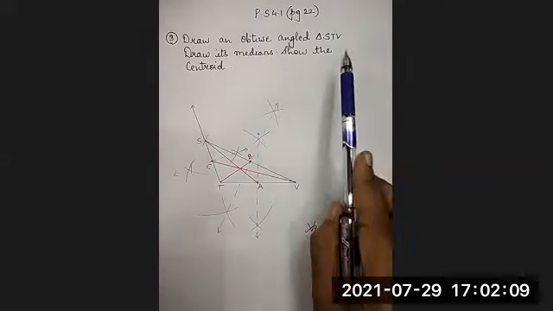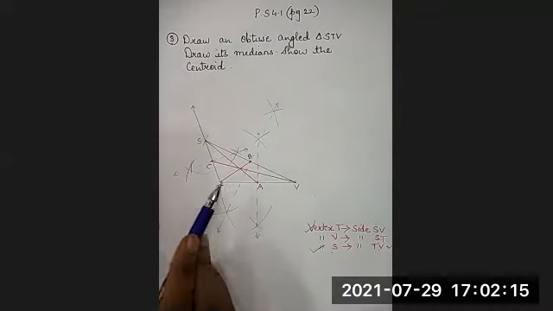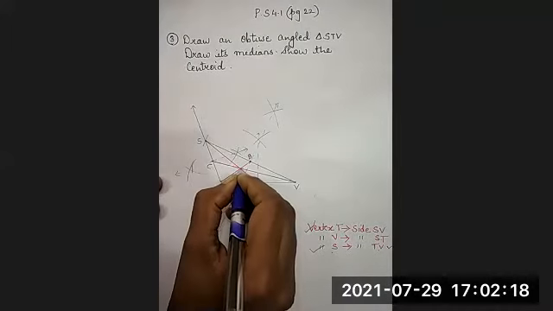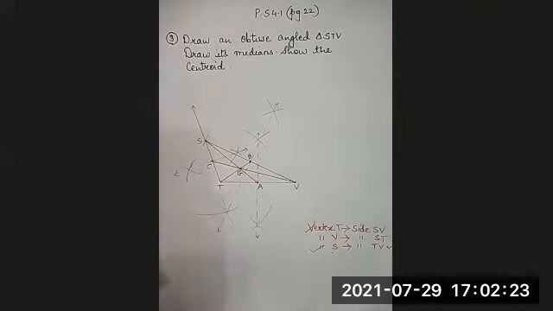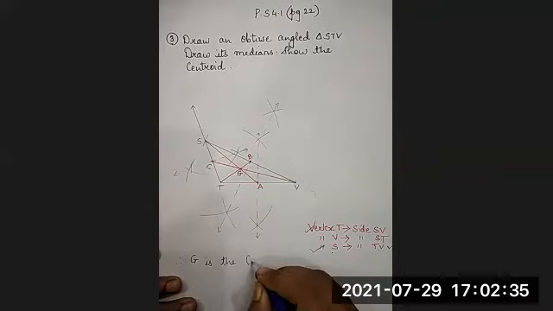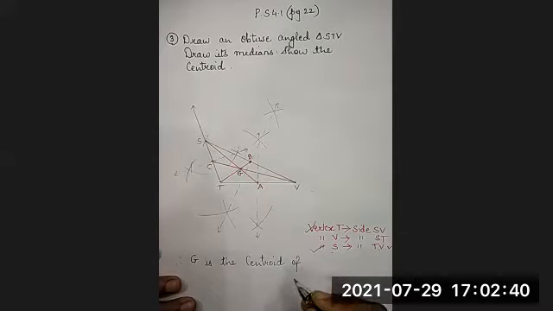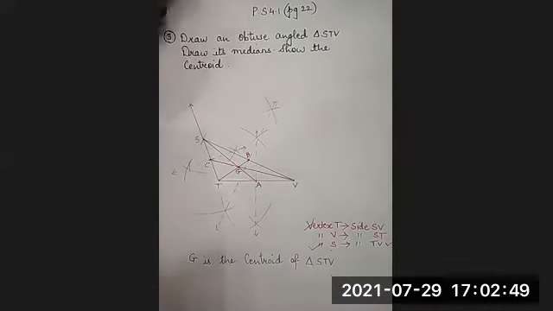Now see the third part of the question. Show the centroid. Now, what is a centroid? A centroid is the point of concurrence. So this is the point of concurrence, and centroid is denoted by the symbol G. So therefore, I can write: therefore G is the centroid of triangle STV. So here is our sum number 3.